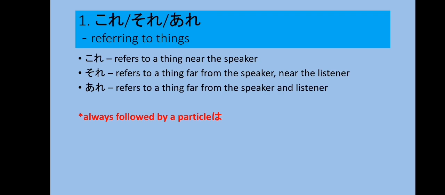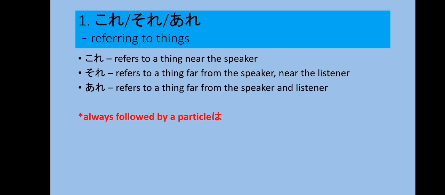For grammar explanation, I would be speaking Tagalog and English respectively to make the lesson easier to comprehend. So, hajimemashō. Let's start the lesson, minasan. Kore, sore, are. Referring to things. Kore refers to a thing near the speaker. Sore refers to a thing far from the speaker and near the listener. Are refers to a thing far from both the speaker and listener.